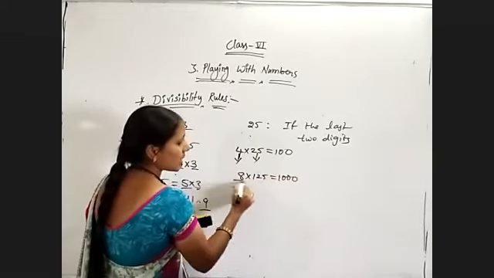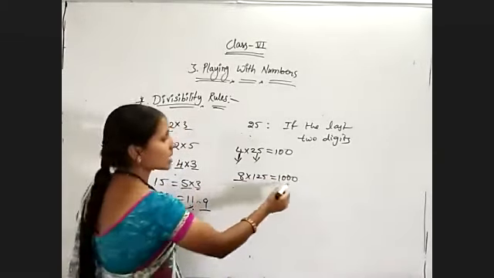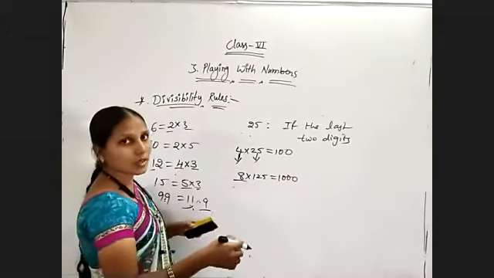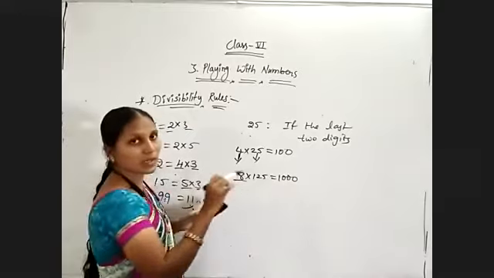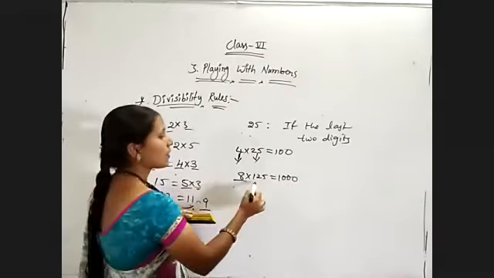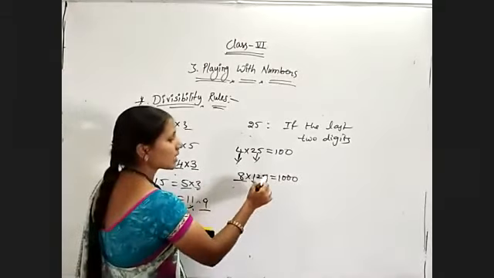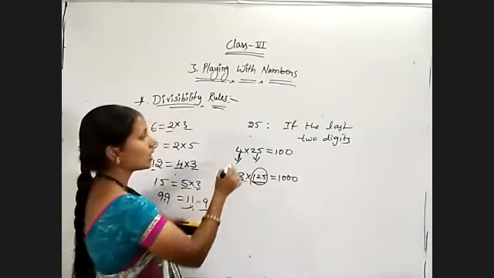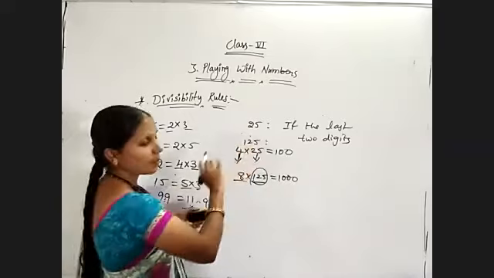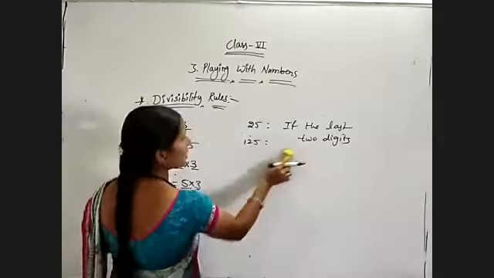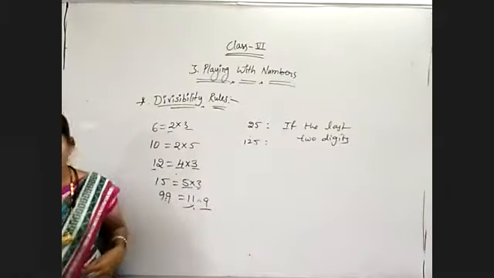So then what is the divisibility rule of 8? If the last three digits are zeros, otherwise the last three digits are divisible by 8, then the complete number is divisible by 8. Same, if the last three digits are zeros, otherwise the last three digits are divisible by 125, then only that complete number is divisible by 125. So this is about somewhat different divisibility rules.